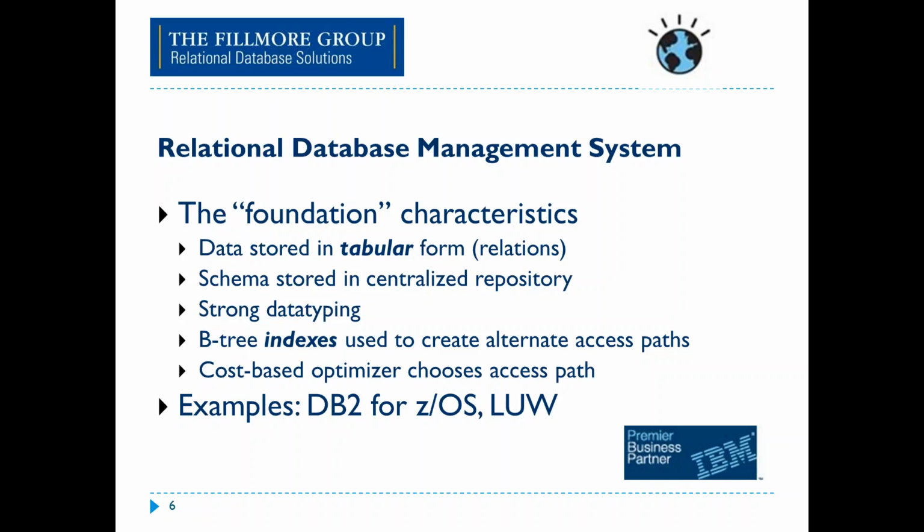And finally, the relational database uses a cost-based optimizer to choose an access path. So you in the SQL tell the database what it is that you want to retrieve, and the database determines how that's accomplished. Whether or not to use an index, which index to use, what join strategy, whether or not a sort is performed. So examples of the RDBMS are from IBM, DB2 for z/OS, and DB2 for Linux, Unix, Windows.